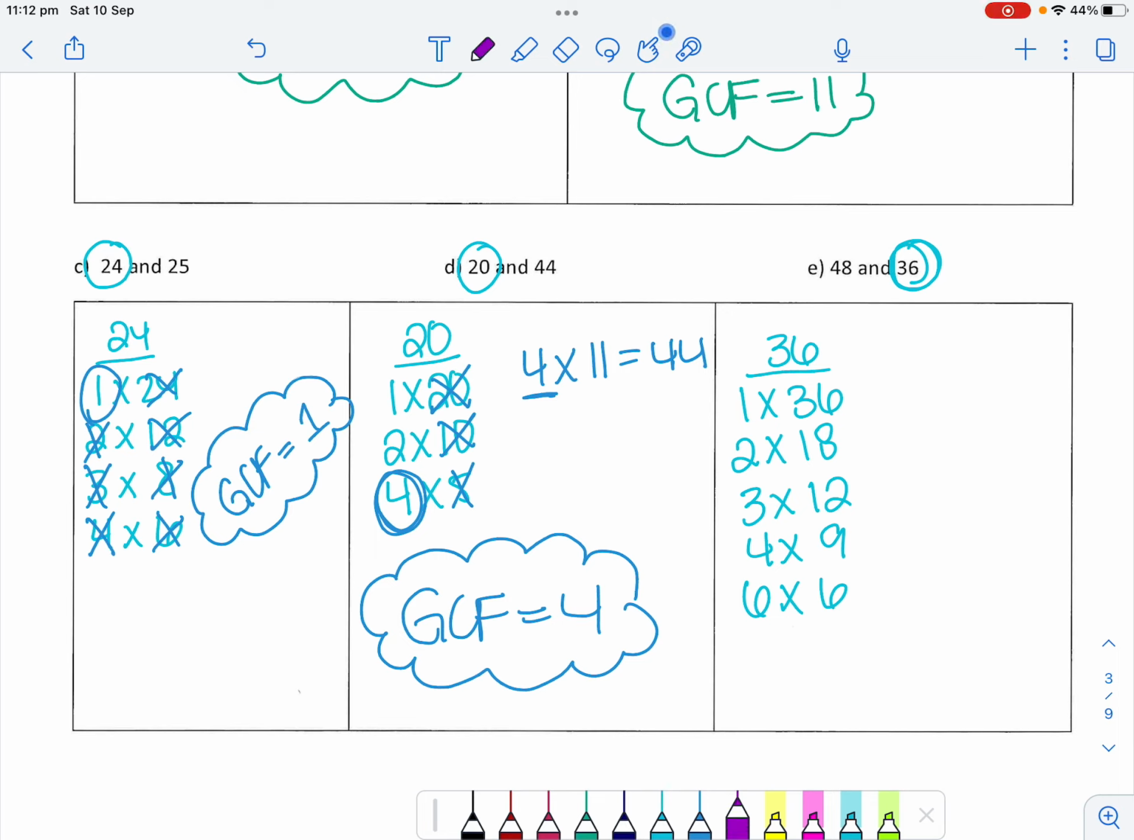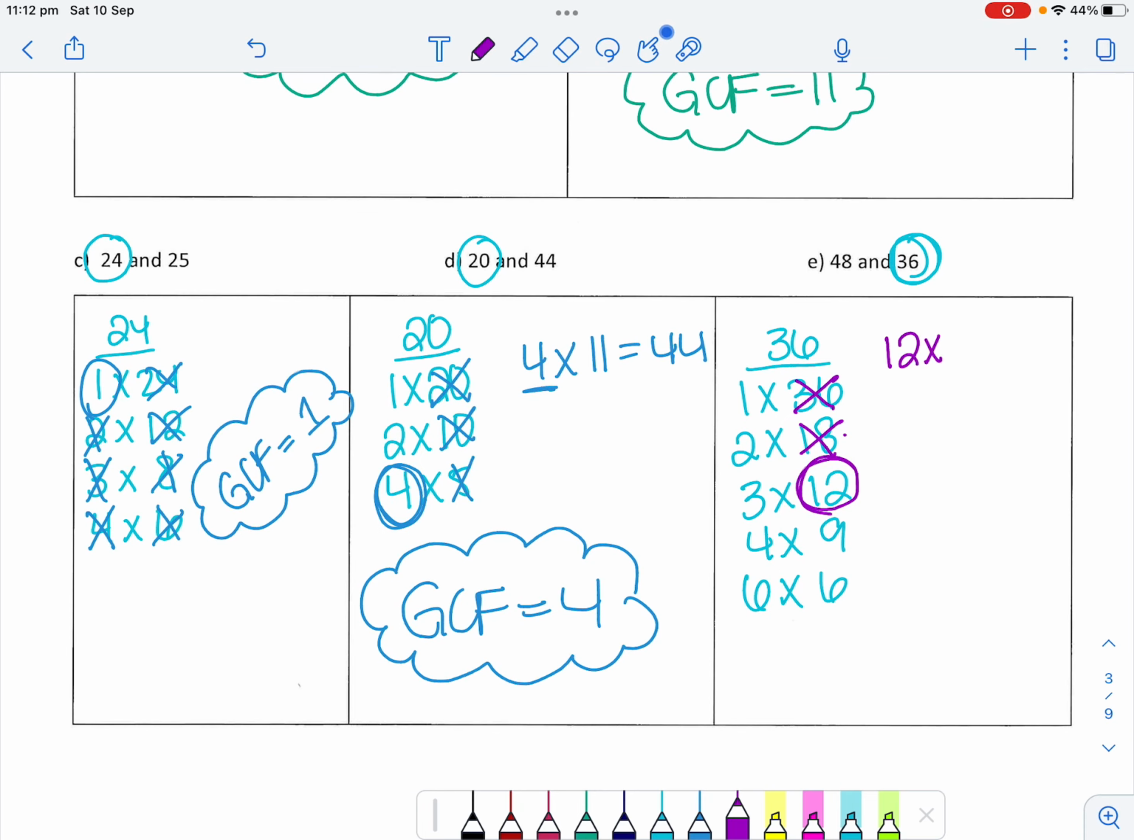And I'm going to go down the list starting with 36. So is 36 a factor of 48? No, it does not go into it evenly. Is 18 a factor of 48? No, it doesn't work. Is 12 a factor of 48? Yes, 12 times 4 is 48. So they have those 12s in common. My greatest common factor is 12.